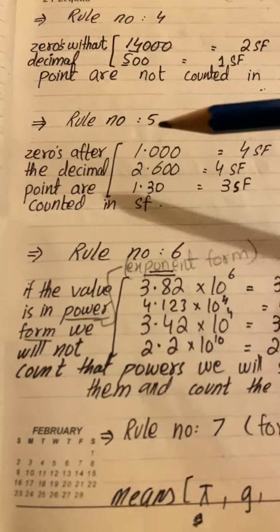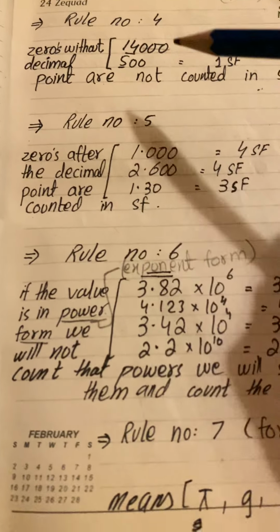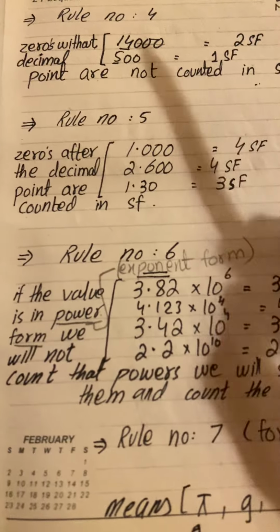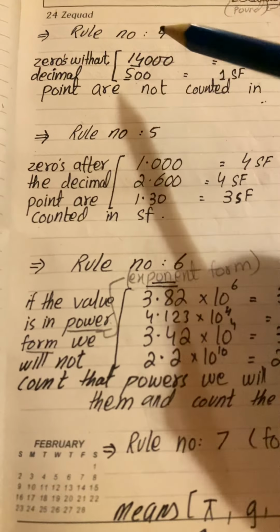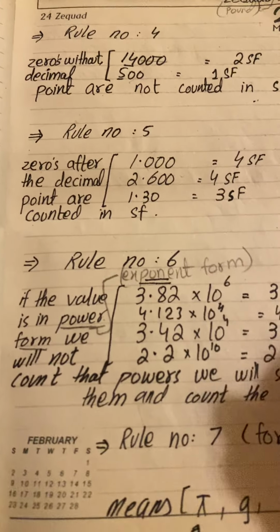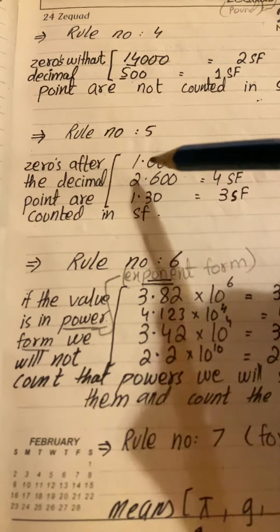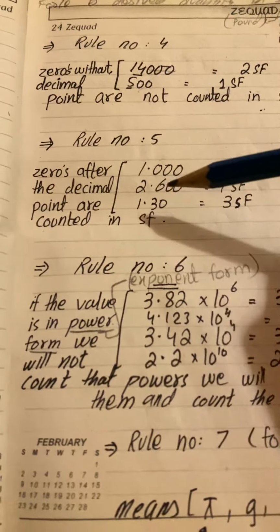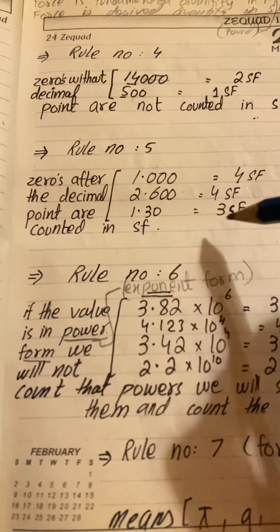Okay. Now rule number 5: zeros after the decimal point are counted in SF. Here there is no decimal point, that's why we are neglecting these zeros. Where there is a point, we will count these zeros in significant figures. As 1.004 will be 4 significant figures, 1, 2, 3 and 4. 2.600 will have 4 SF, and 1.30 will also have 3 SF.